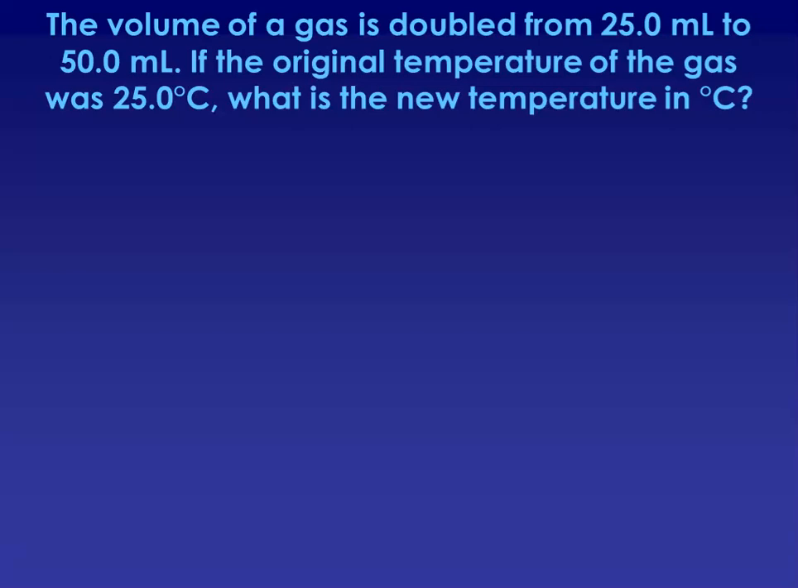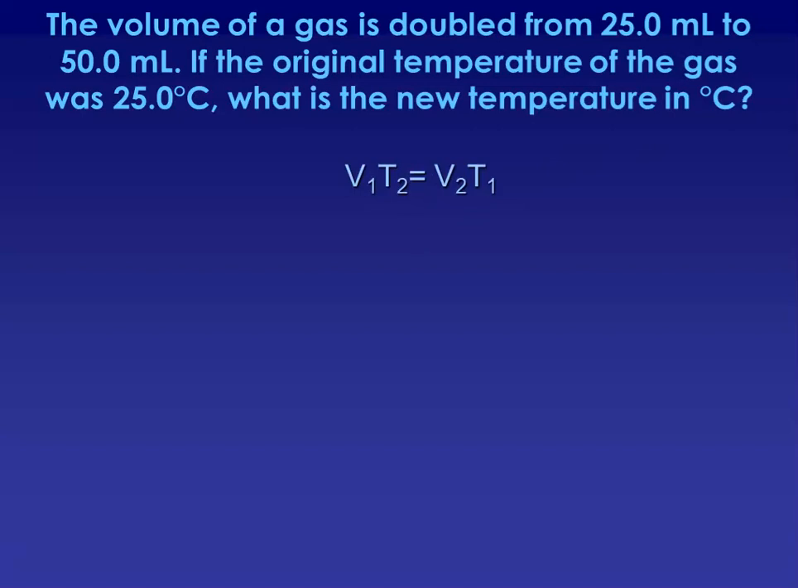So even though we're starting with the Celsius temperature and we want to end with the Celsius temperature, we still need to use Kelvin in our gas law. And if our volume is doubling, and this is a proportional relationship, we would expect our temperature to double. But remember, it's the Kelvin temperature that has the relationship with volume, not the Celsius temperature.